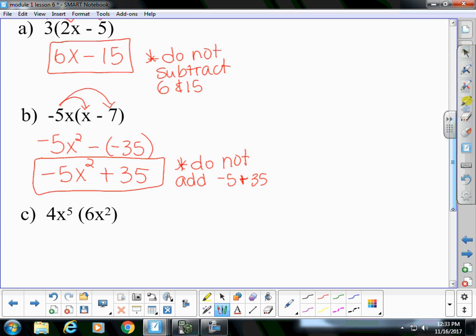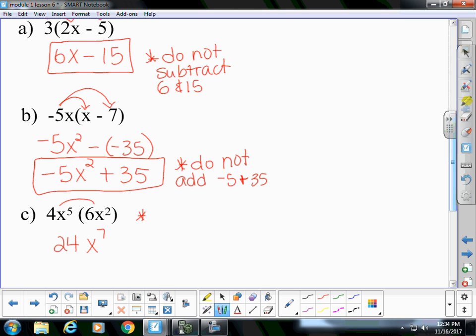Okay, this one, we're going to multiply these two. So we're going to say 4x to the 5th times 6x to the 2nd. We're going to say 4 times 6 is 24. And our x's, we're going to do like we did before. The 3 and the x to the 3rd and x to the 4th was x to the 7th. So x to the 5th and x to the 2nd is x to the 7th, because you add the exponents.